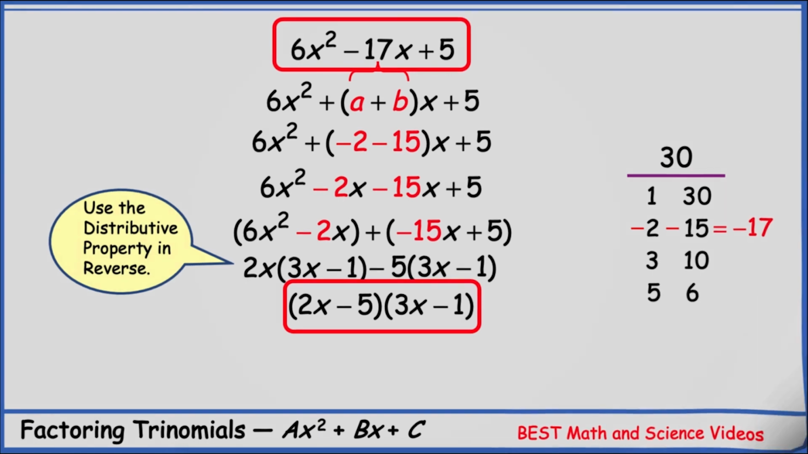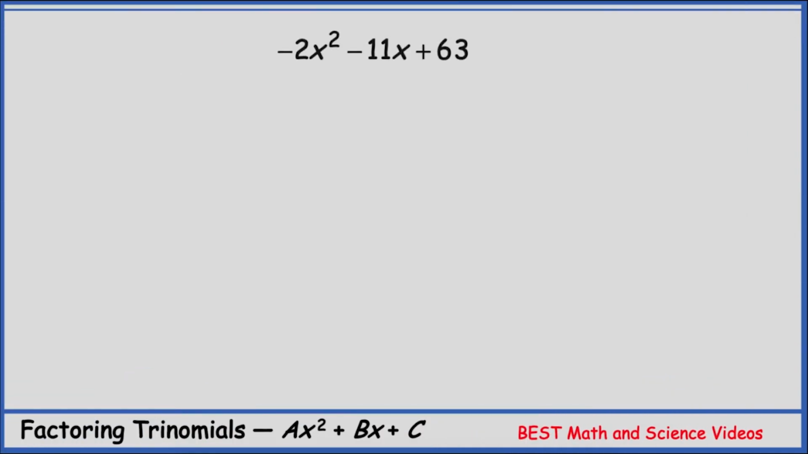Here's another problem. What are the factors of negative 2x squared minus 11x plus 63? Notice that the leading coefficient is a negative number. It's easiest to start by factoring out negative 1, so the expression becomes negative 1 times 2x squared plus 11x minus 63. And then you can solve the rest as we have before.